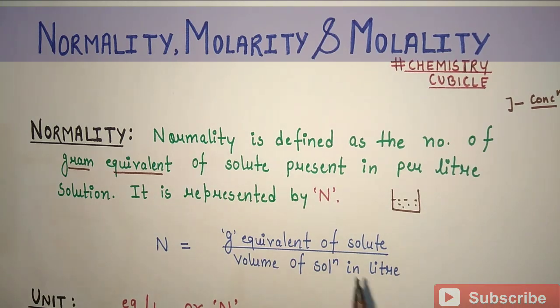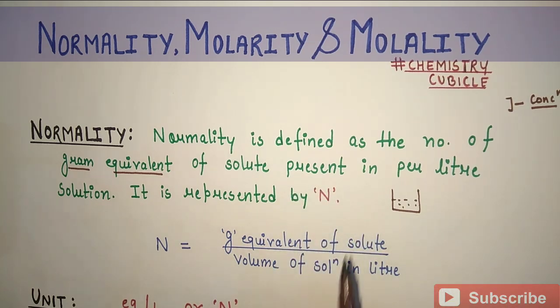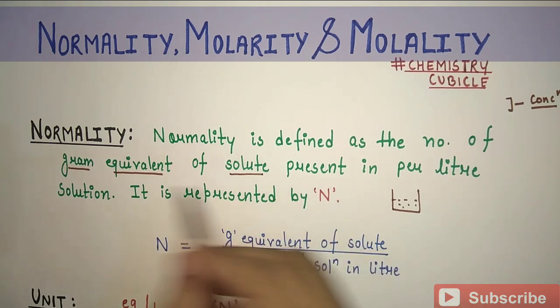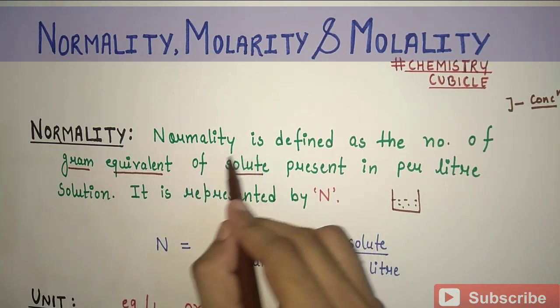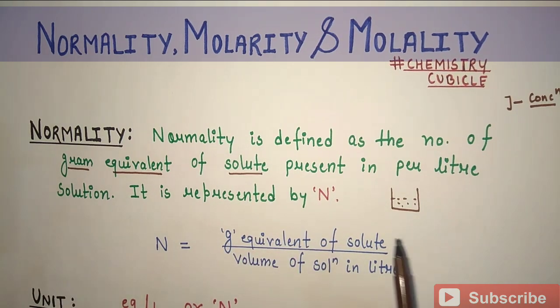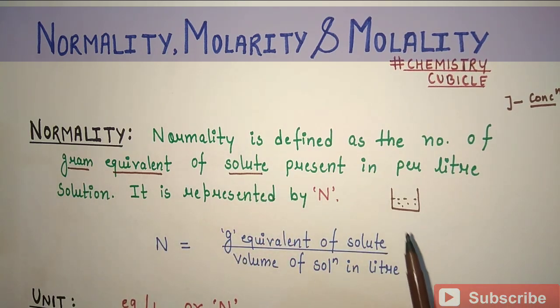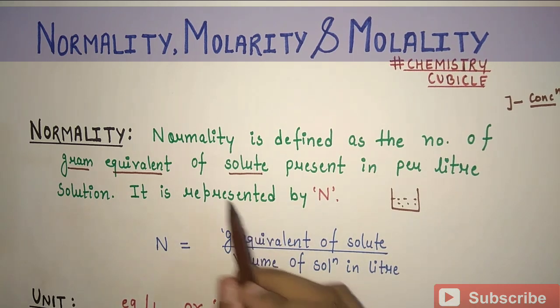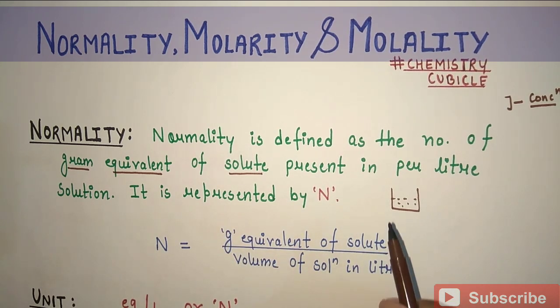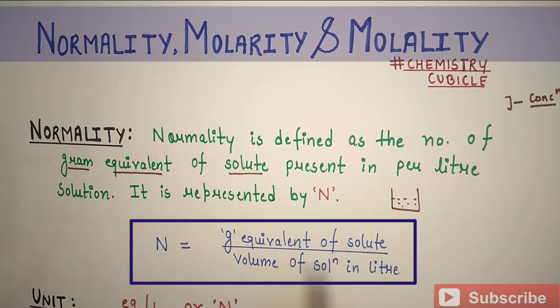But when we say gram equivalent of the solute, it is the measure of the reactive capacity of the solute, that is, how many gram equivalents of solute reacted during a particular chemical reaction. So normality depends upon the chemical reaction being studied. The formula for normality is gram equivalent of solute divided by the volume of solution in liter.